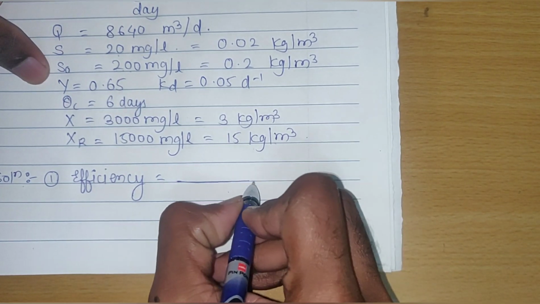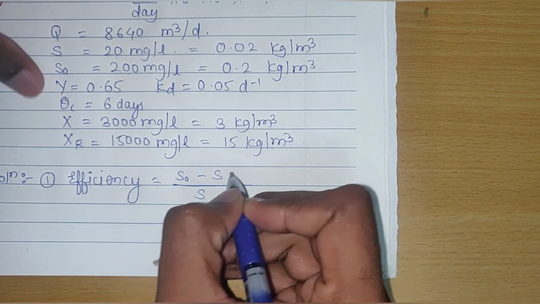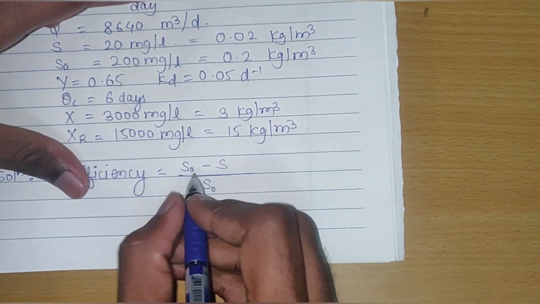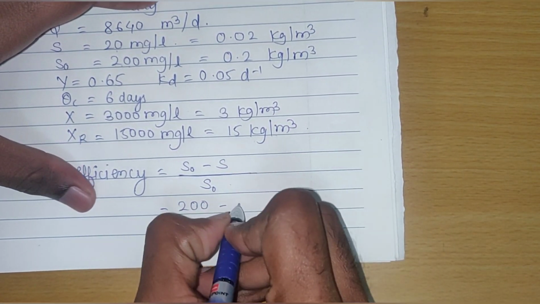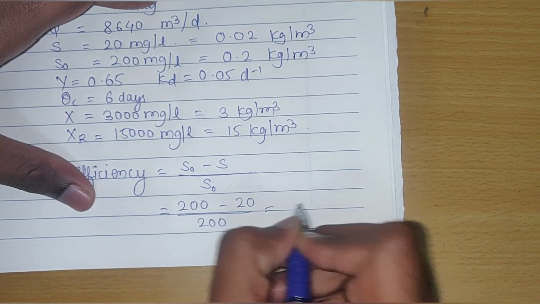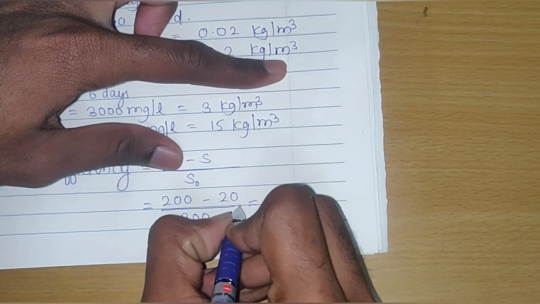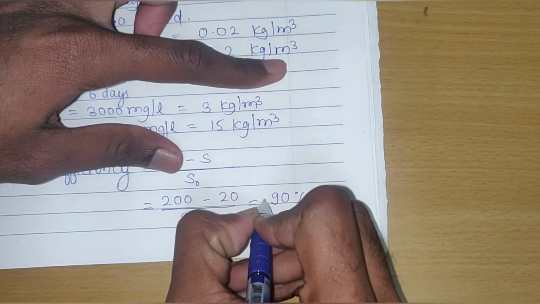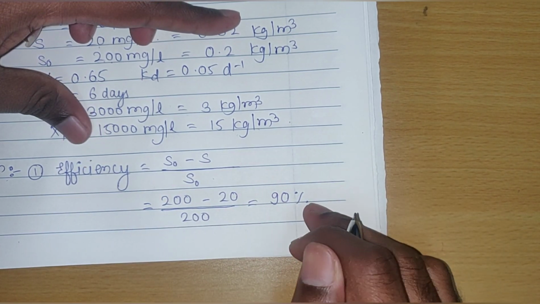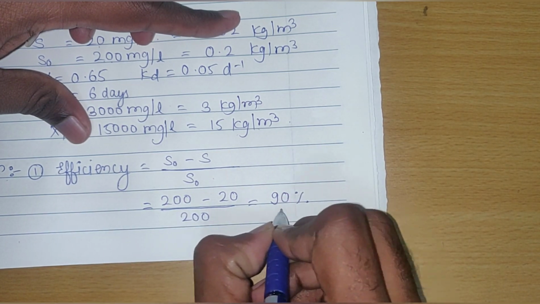So the formula is S naught minus S upon S naught, which is equal to 200 minus 20 divided by 200, equal to 180 divided by 200. It is 90%. Its efficiency is 90% or 0.9. As efficiency is expressed in percentage, we have to multiply it with 100. That's why I have directly written here 90%.